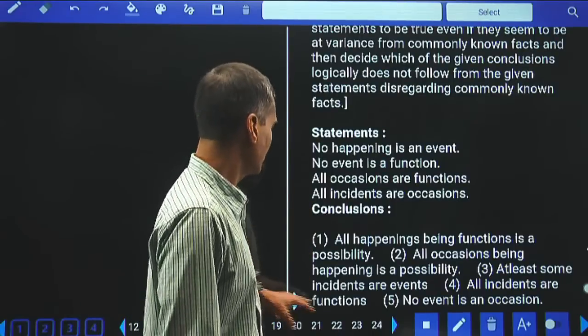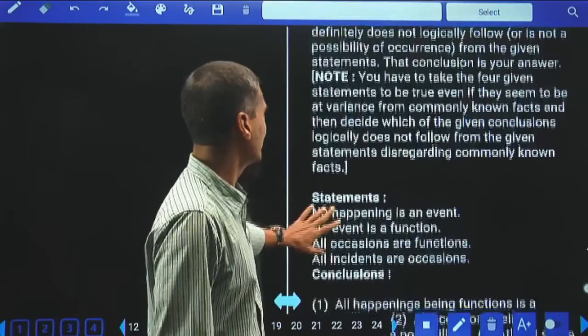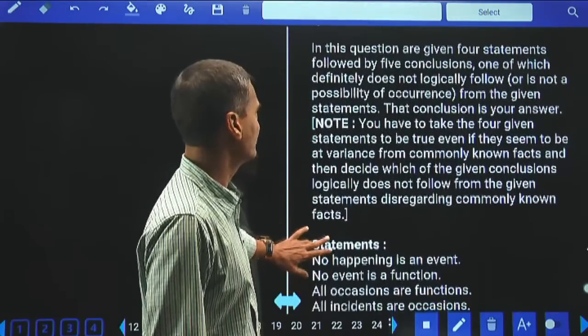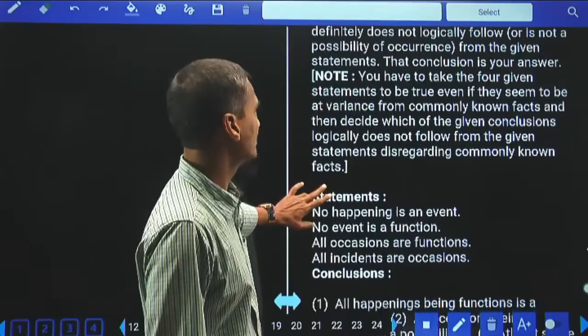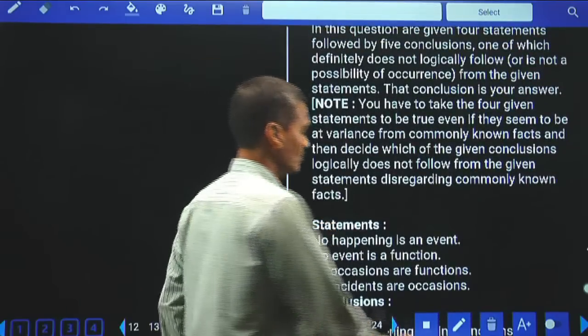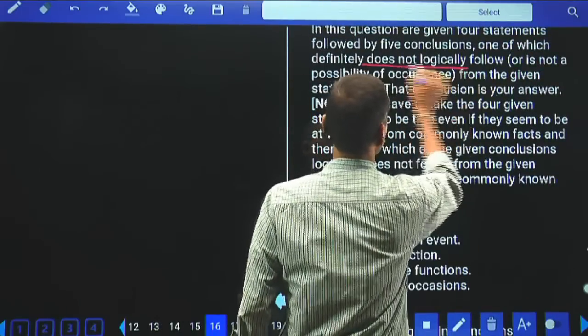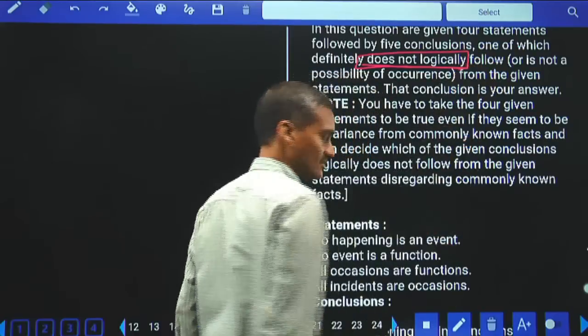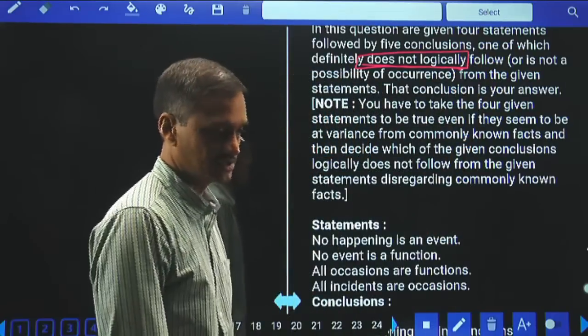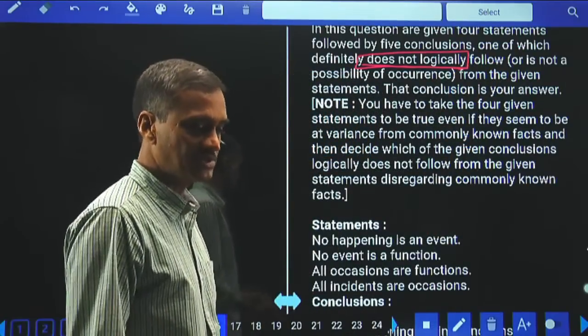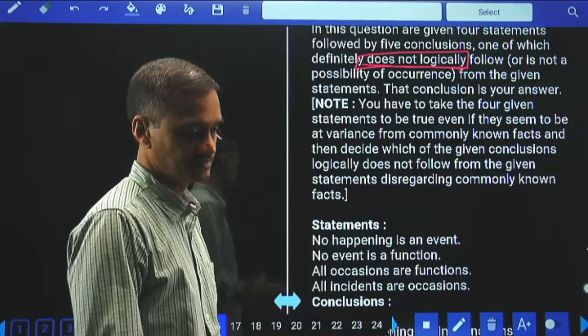Then coming to the directions case. What are the directions here? In this question, 4 statements are given followed by 5 conclusions, one of which definitely does not follow. Does not follow, it comes under the second model, isn't it? Does not follow means, what do you mean by this? Does not follow, definitely false.